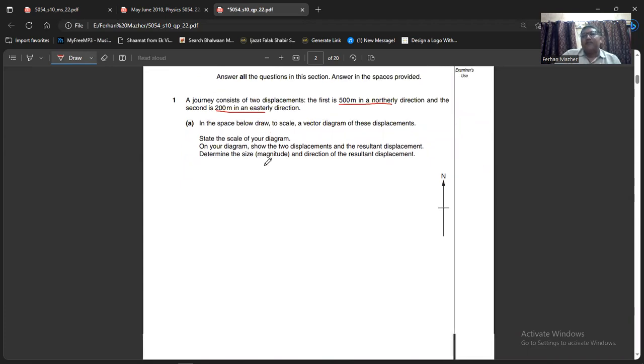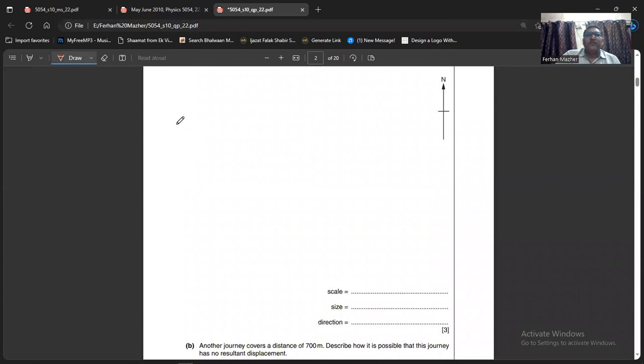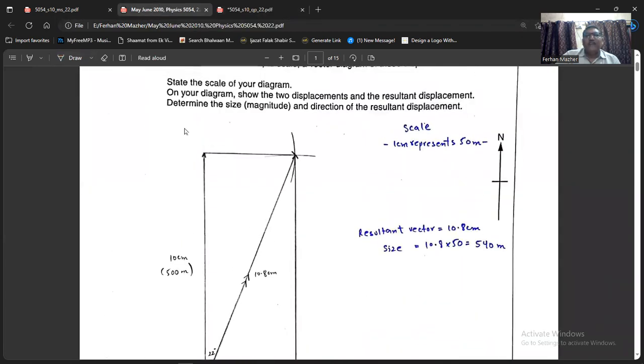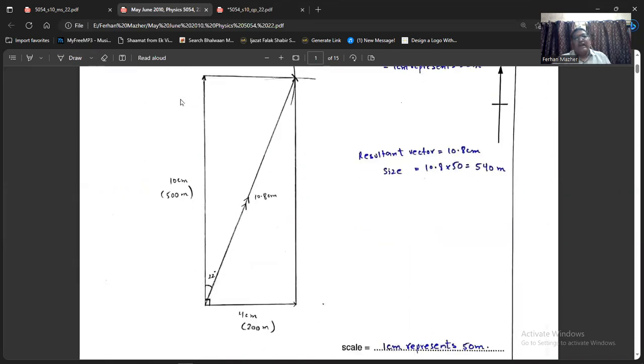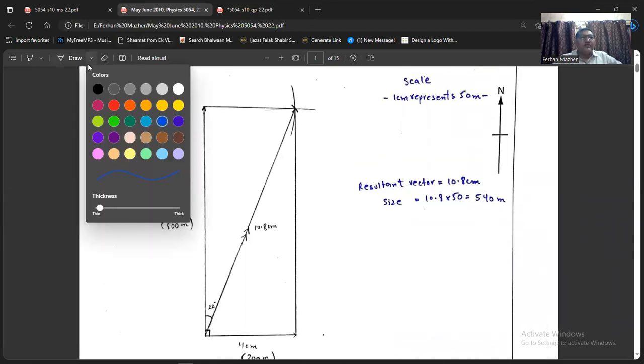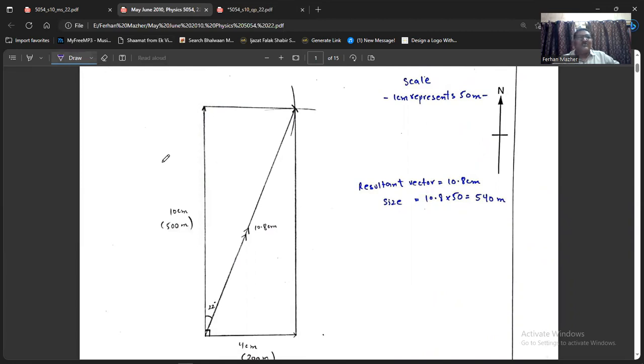Suppose we choose the scale that 1 centimeter represents 50 meter. So the 500 meter will be represented with a length of 10 centimeter, and the 200 meter will be represented with a length of 4 centimeter. So here you see I have drawn a diagram. This solution has been done by one of my students, Aisha Akil, and thank you very much for her solution.